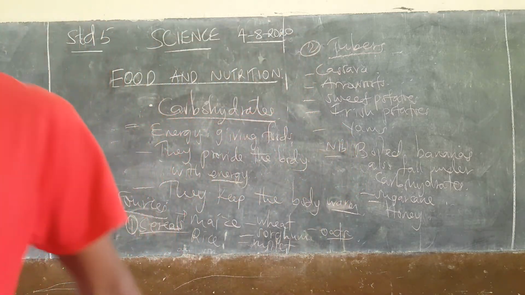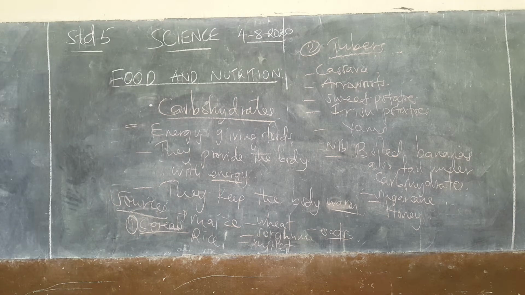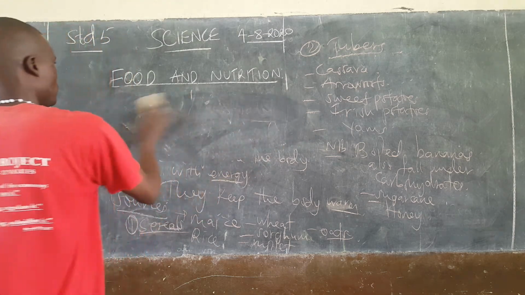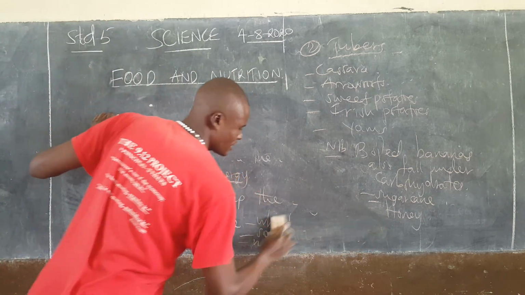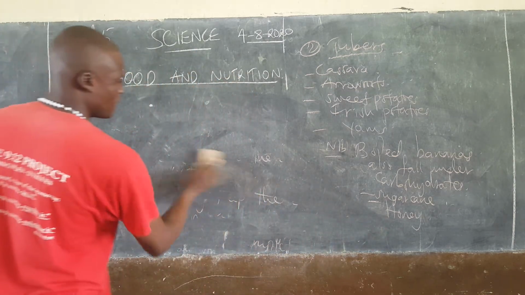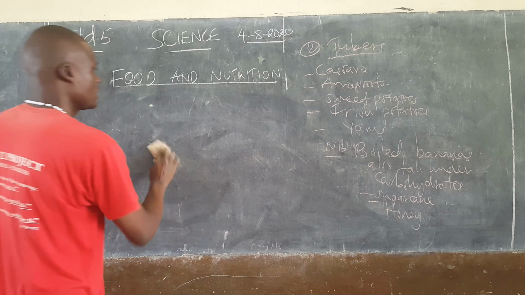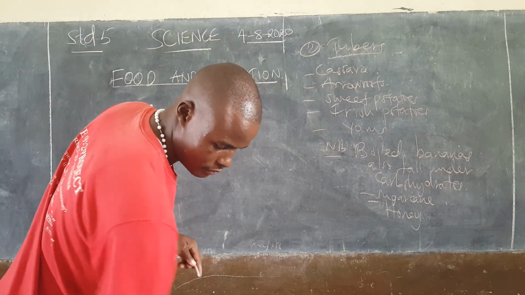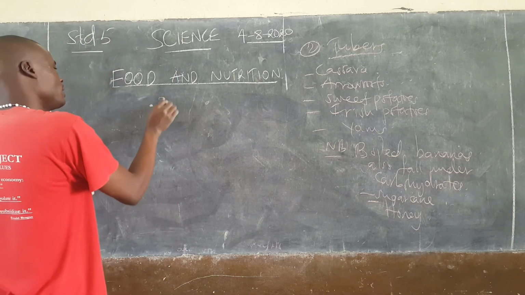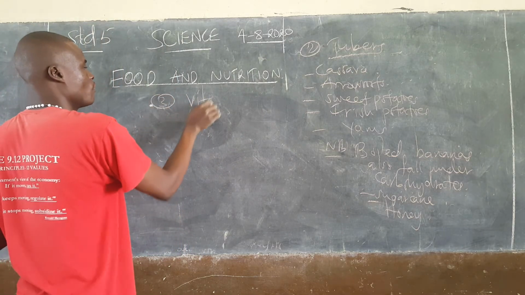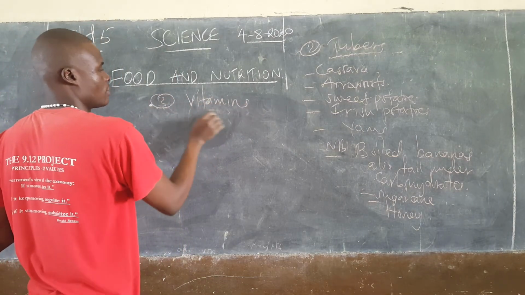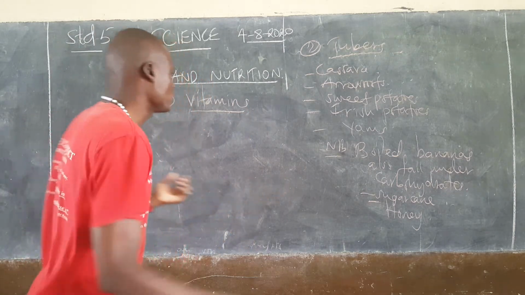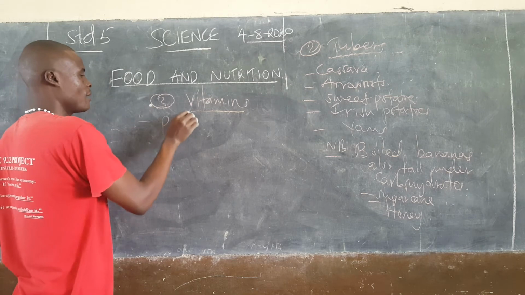Then we go to our number three. That is vitamins. Vitamins is going to be our number three. You looked at proteins and carbohydrates. Now we go direct to vitamins and we see if we can crown our lesson there. Number three, vitamins. And I want to say very well, we have mentioned that these are protective foods. These ones are protective.